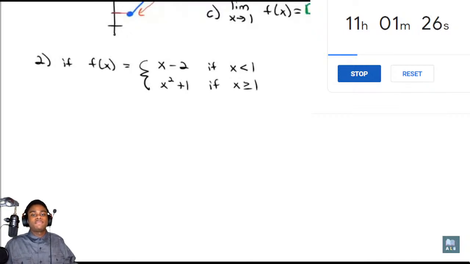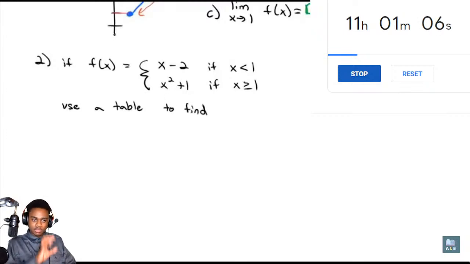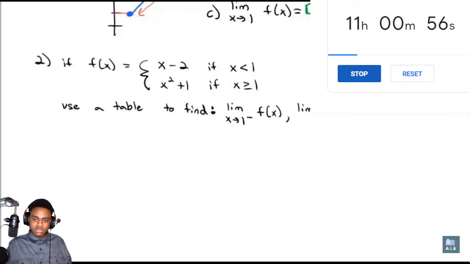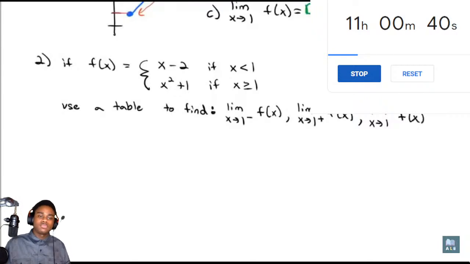So just like before, it's got one part on the left and one part on the right. We use one equation for small values of x. We use another equation for bigger values of x. So we're going to use a table to find three things. The limit as x goes to 1 from the left of f of x, the limit as x goes to 1 from the right of f of x. And then we're going to use that to decide if the limit as x goes to 1 of f of x actually exists. And if it exists, what is that number?